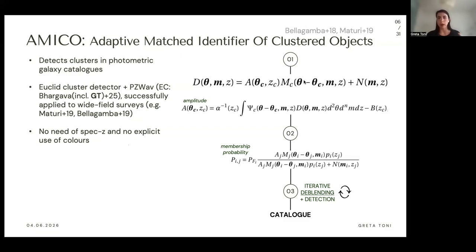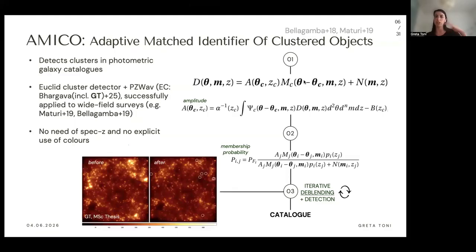AMICO creates a three-dimensional map in the space we are analyzing and attributes an amplitude value to each pixel of this three-dimensional map, and then detects candidate clusters or groups in this map at the peaks with the highest signal-to-noise ratio. Then it attributes membership probability to the galaxies in the surrounding area and uses this information to remove the imprint of sequentially detected structures from the map, in order to facilitate the detection of more blended or smaller structures. So the detection procedure goes on with this iterative detection and removal procedure until, at the end, the output is obviously the galaxy group or galaxy cluster catalog.